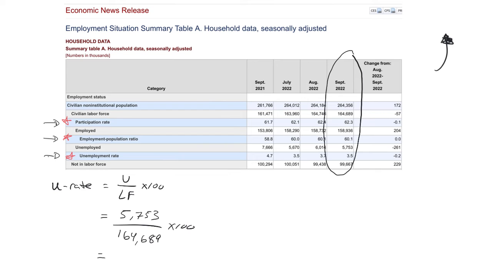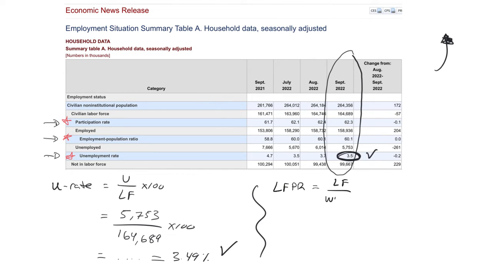I go ahead, I plug that into my calculator, and what do I get? 3.49%. And what do we see up here? 3.5 because it was rounded. Check, we got it. Now let's do the labor force participation rate, which we know is my labor force divided by my working age population.